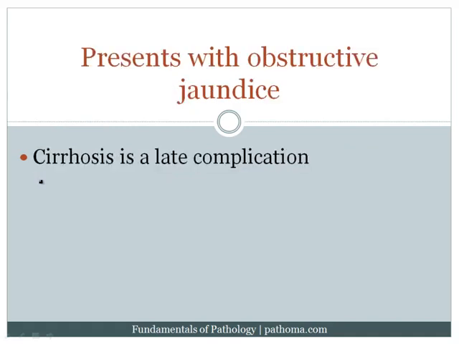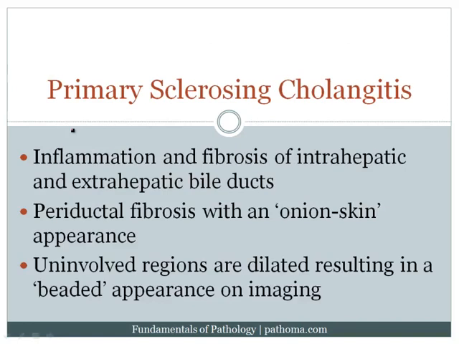The patients present with obstructive jaundice, and that's because you're knocking out the bile ducts, and cirrhosis is a late complication. With all that obstruction, eventually you get liver damage, which can then lead to cirrhosis, and hence the name primary biliary cirrhosis.